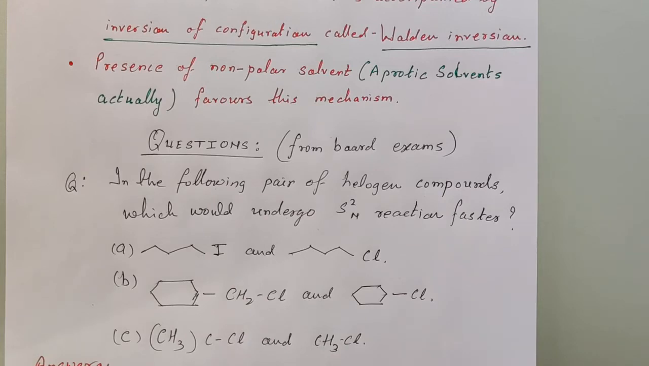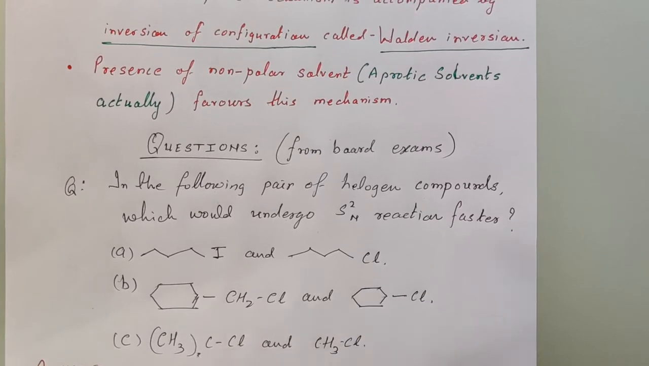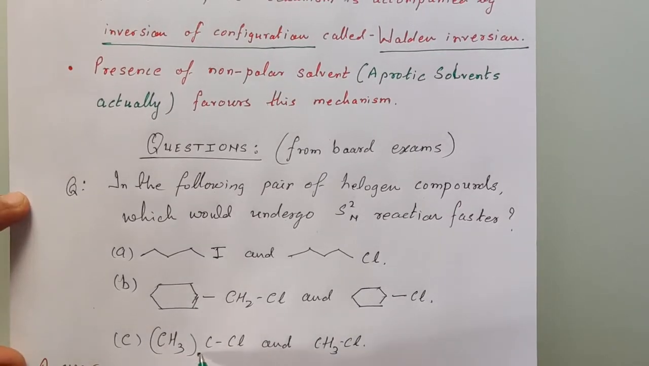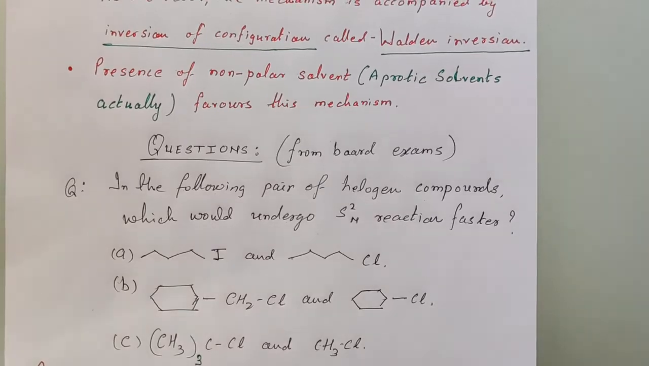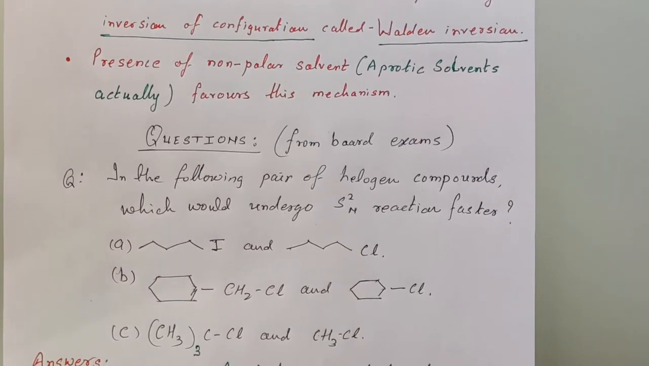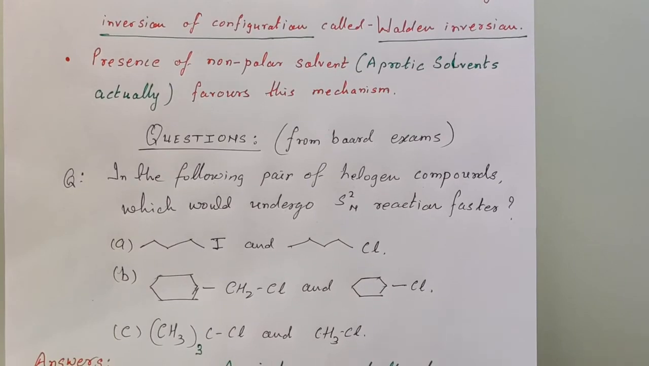And in the third question, students, you have CH3. I'm sorry, students, over here 3 is not written. Okay, so I'll write it down. CH3 thrice Cl and CH3Cl. Can you see it properly, clearly, all of you students? Okay, so CH3 thrice Cl and CH3Cl. Okay, so let us reveal the answers, student.